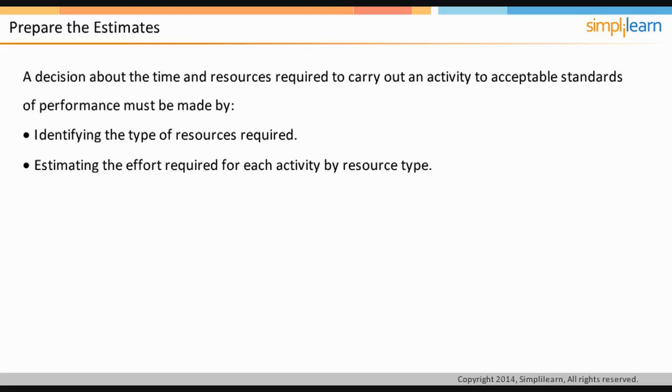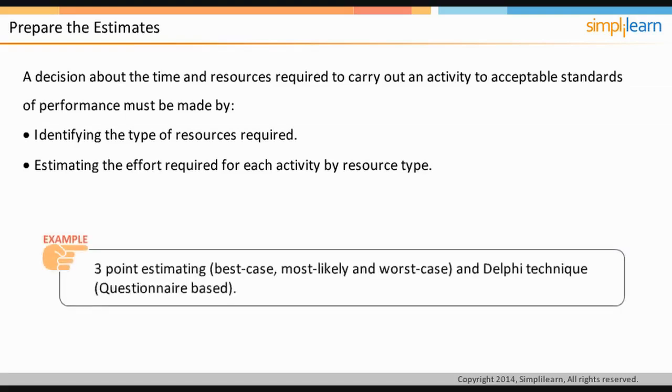Resource requirements are estimated, post which the effort required for each activity by the resource is estimated. Based on the time and resource estimates, cost is calculated. The budget should include the cost of the activities to develop and verify the specialist products and the cost of the project management activities. An example is 3-point estimating, where the best, likely, and the worst case are estimated. Another example is the Delphi technique, which is questionnaire-based. We will look at the prepare schedule method in the following screen.